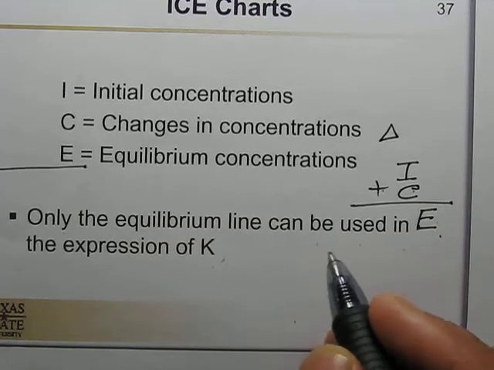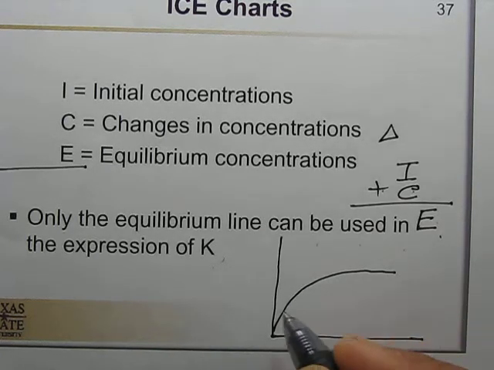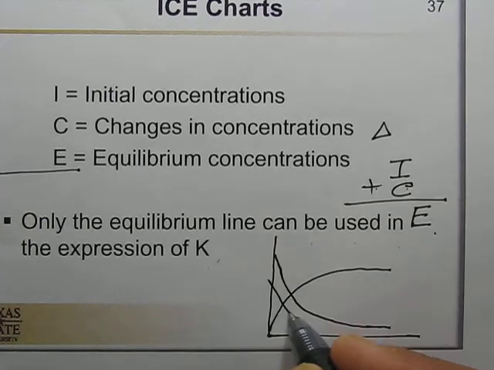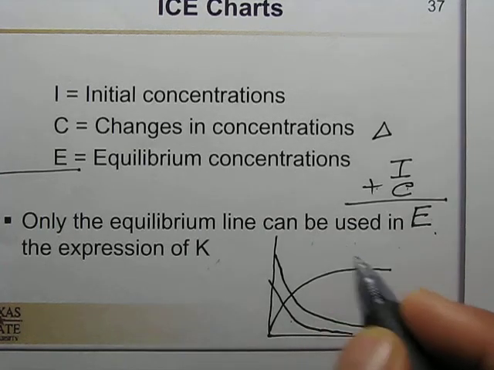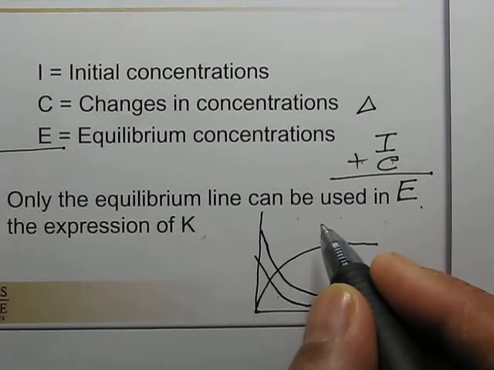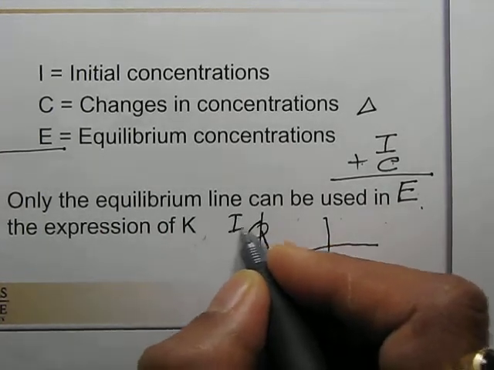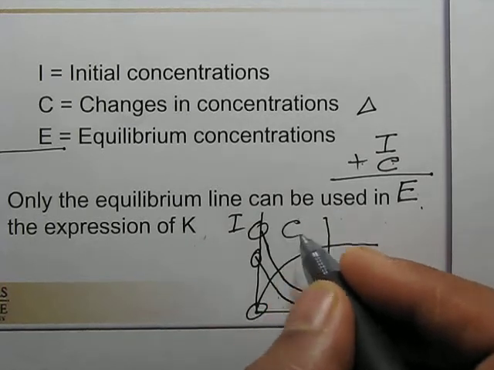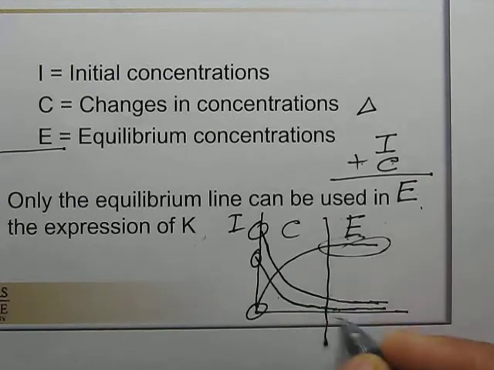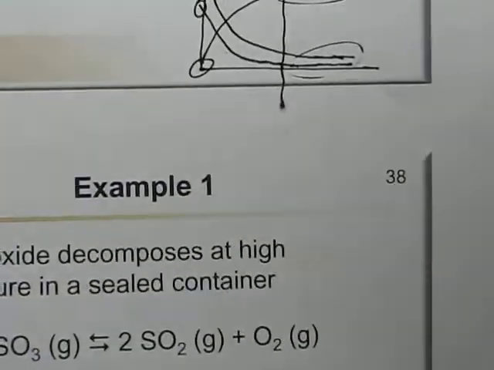We can also understand this if you remember the initial graph: the product concentration is increasing and the reactant concentration is decreasing over time, and this region is called the equilibrium region. So this concentration will be I, the initial concentration, this concentration will be C for change, and E, the equilibrium concentration, will be this one, right? So let's see one example, then we can understand. I just showed you through the graph.